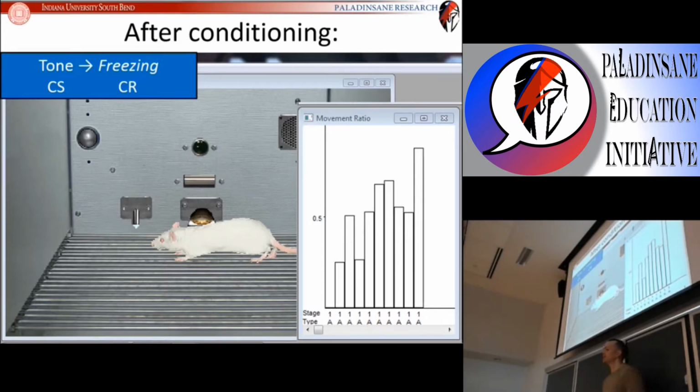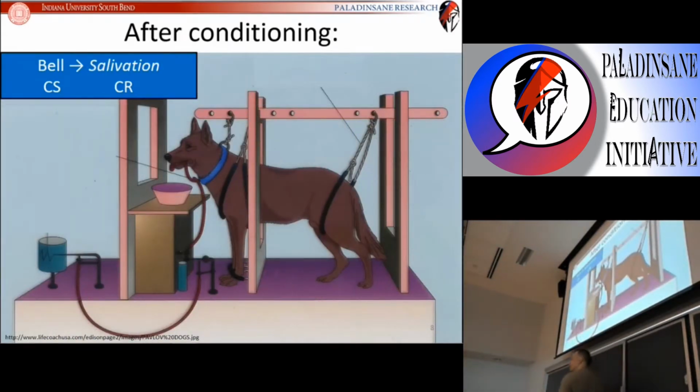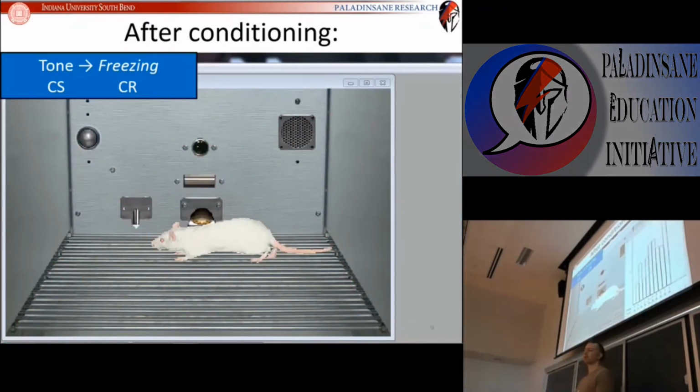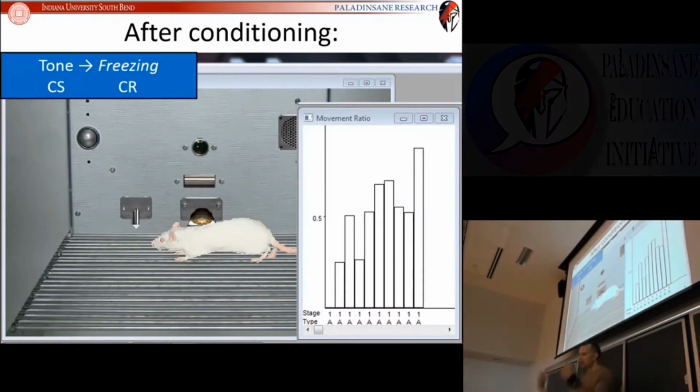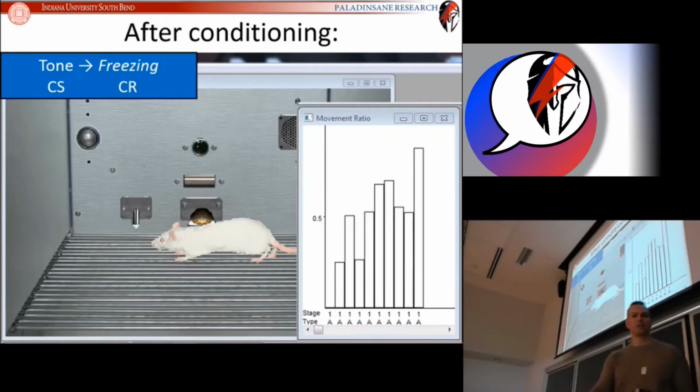So what is the difference? Well, what is the reason for this? Why is it that sometimes your conditioned response is the same as your unconditioned response, and other times your conditioned response is the complete opposite of your unconditioned response? We're going to take a look at solving that with today's class.